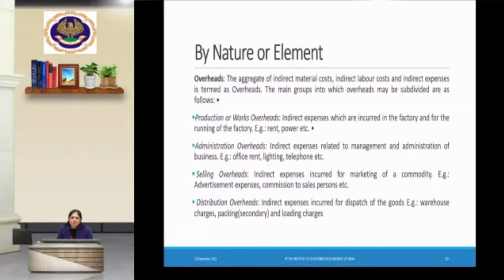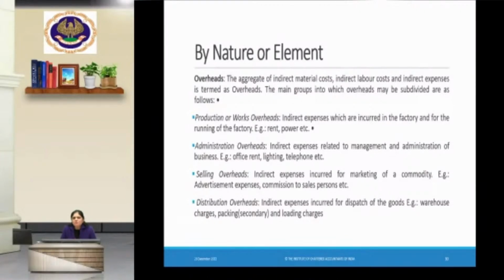Production or works overhead, administration overhead. So there are different heads which they have classified. So indirect material, indirect labor, indirect expenses happen in the factory area also. It happens in the office area also. It happens in the sales department also. So everywhere we can classify it. So there are basically 4 types of overheads.